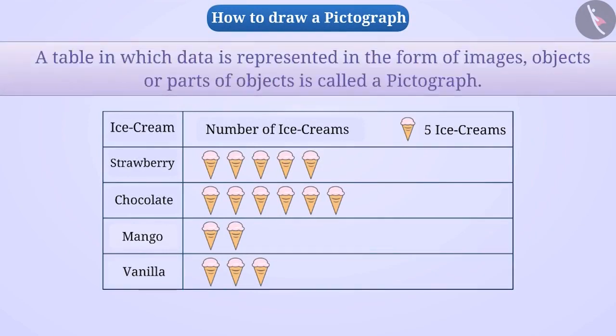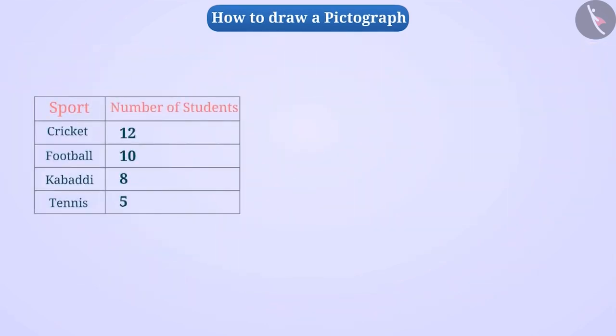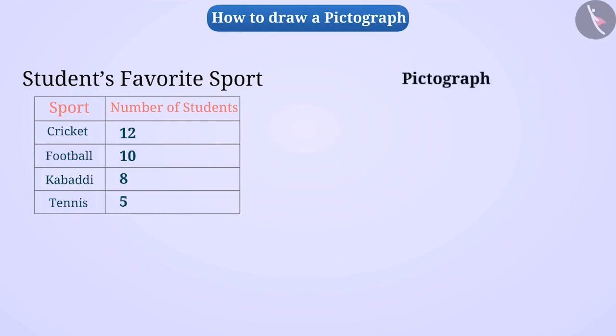In the previous video, we saw that a table in which data is represented in the form of images, objects, or parts of objects is called a pictograph. Today, let's understand how they are made. We will understand this with an example. Based on the choice of students in a school, the following table of the most favorite sport is drawn. Let's represent these figures with the help of a pictograph.